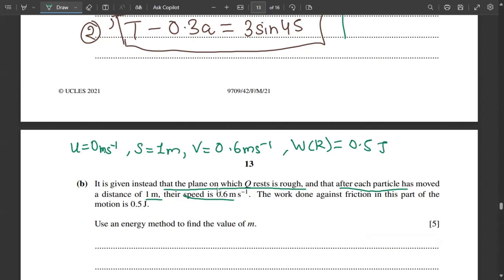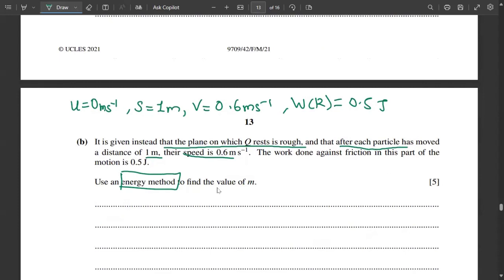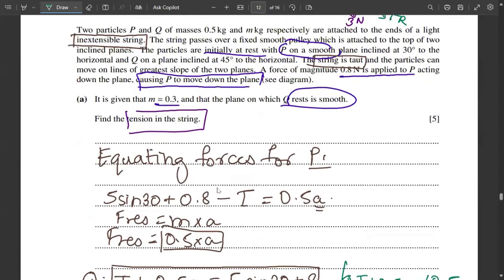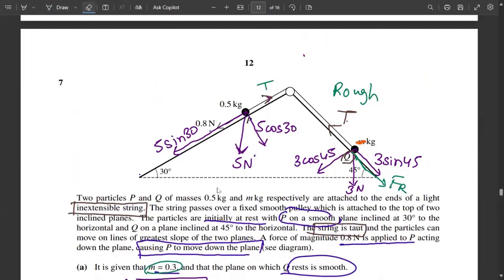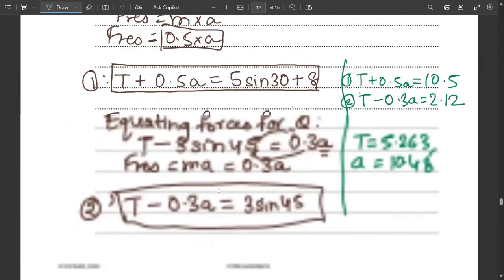Okay. Use an energy method. Very easy question. Once you see this, do nothing, close your eyes and write this equation first. Work done by driving force equals delta K, delta GP plus work done against resistive forces, to find the value of M. Okay. Now this value of M was only for part A. Now we don't have the value for M. So now what do we do? We find the value of M. How do we find it?